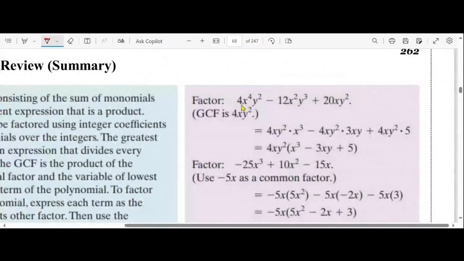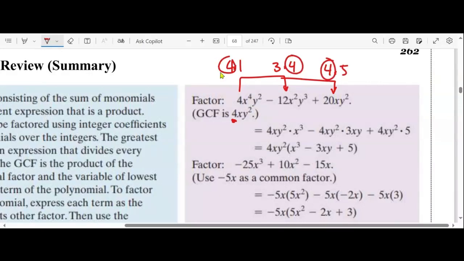Here I have: factor 4x cubed y to the power 4 minus 12x squared y cubed plus 20xy squared. Now, take a look at the 4, the 12, and the 20. What's common in all of them? 4, right? Because this is 4 times 1, this is 3 times 4, and this one, 4 times 5. So the common one in all of them is 4.